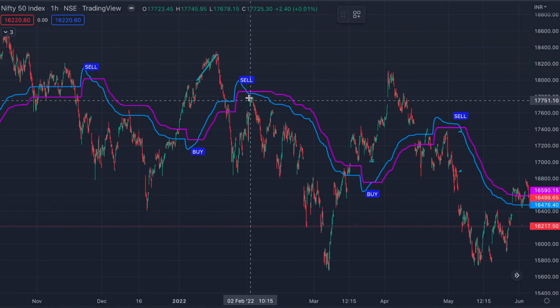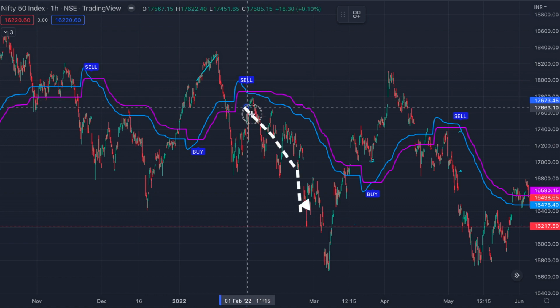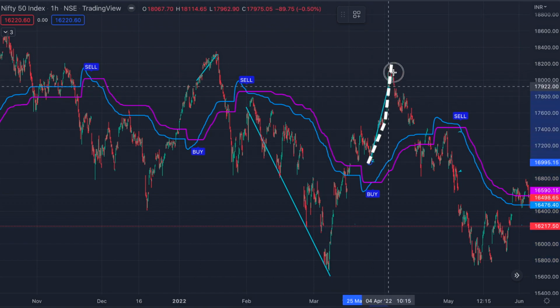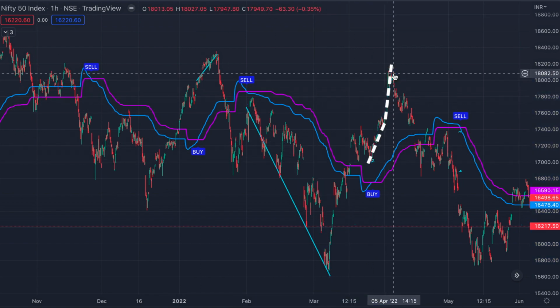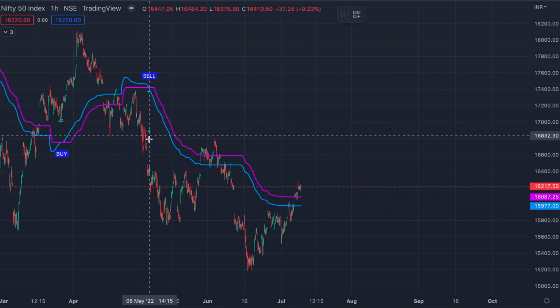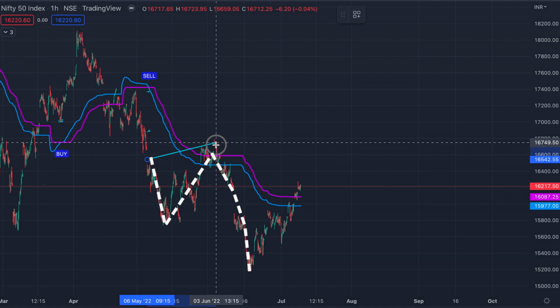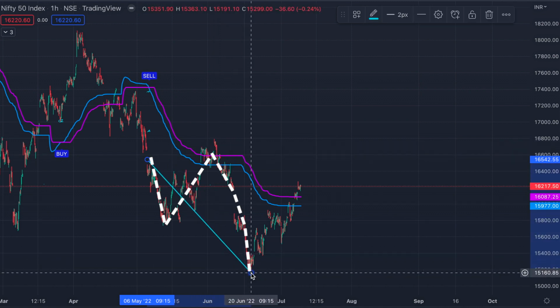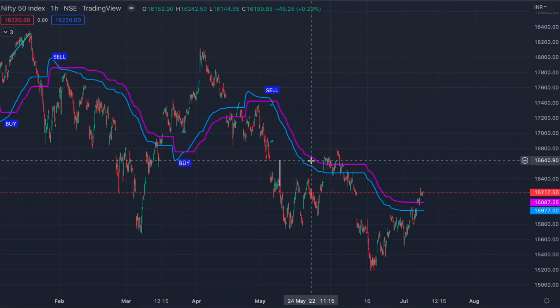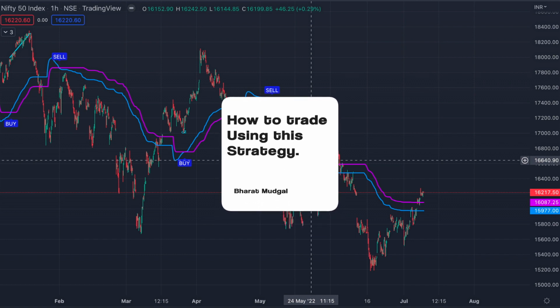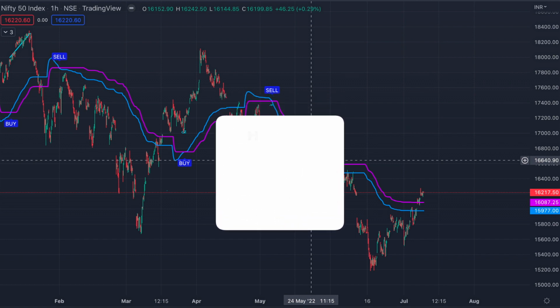We got a sell signal right here, and this is the downside. We got a buy signal here. This is the upside right after that. We have been in a sell mode from here. It moved down, then up, and then further down up to this level. Now, how to trade using this strategy, how to set the stop loss, and how to set the target levels. Let's take a look at that.